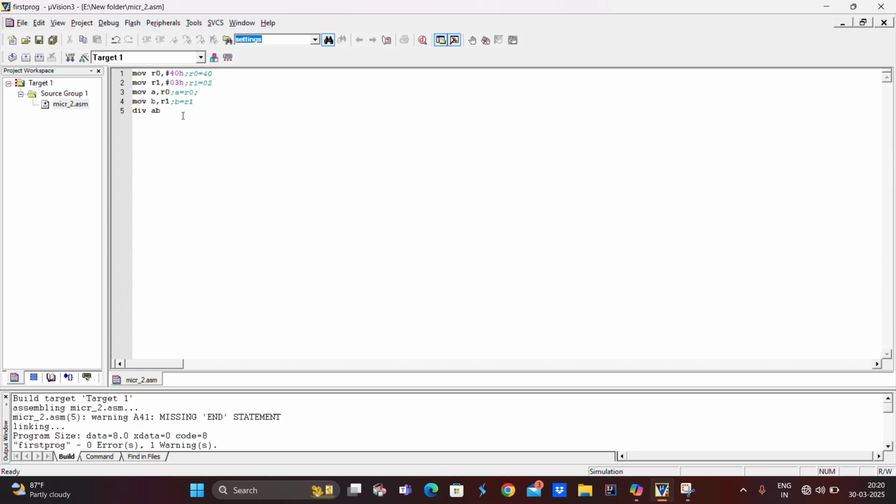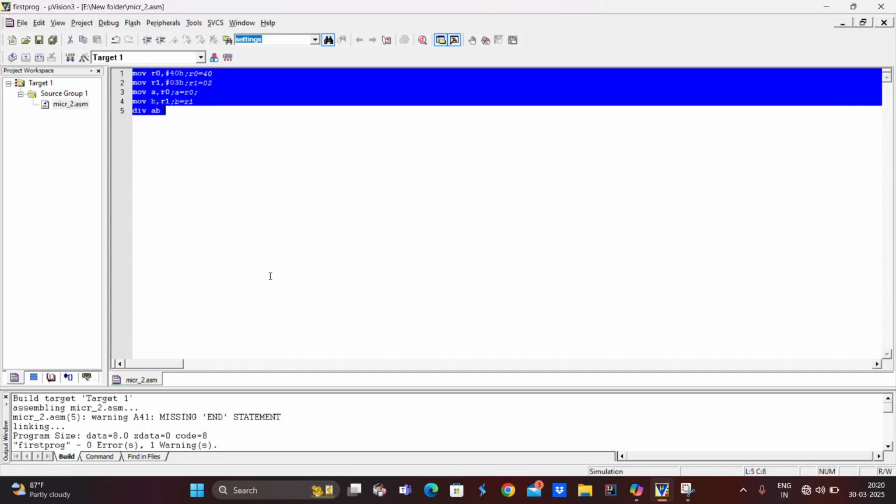So for multiplication and division, the rules are the same. You must use this as the syntax.